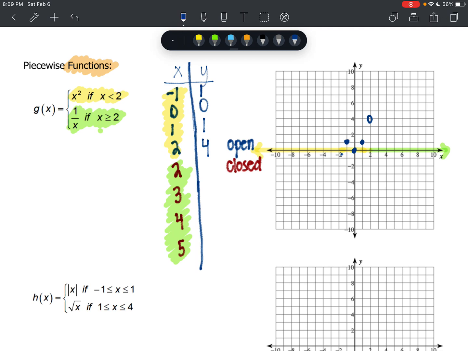And if we put a negative 2 in, negative 2 squared is 4. If we put a negative 3 in, negative 3 squared is 9. So this graph will continue to go to the left forever, and then it's going to curve around, and it's going to hit that open circle and stop.